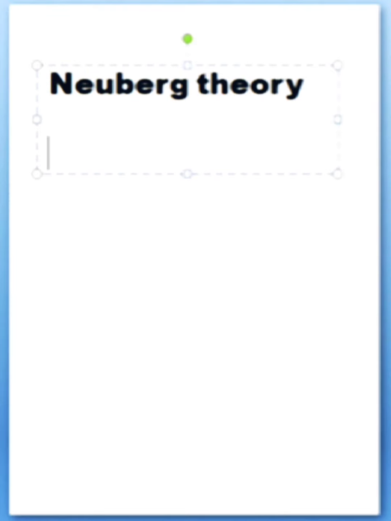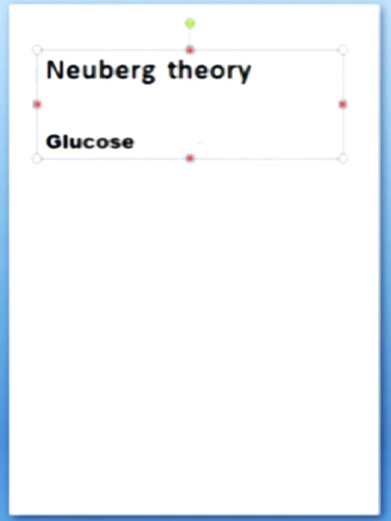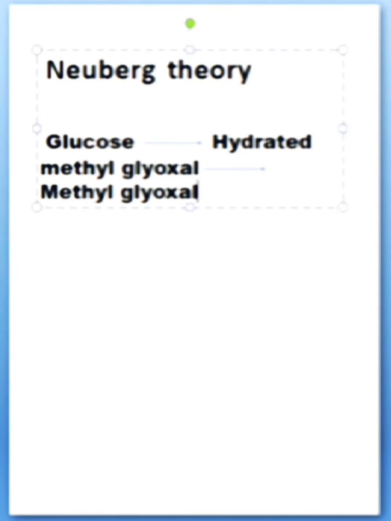Neuberg theory states that glucose is converted into ethanol in 6 steps. First of all, glucose is converted into hydrated methyl glyoxal, which gets converted into methyl glyoxal. The methyl glyoxal is converted into pyruvic acid. Pyruvic acid is converted into acetaldehyde, and that acetaldehyde gets transformed into ethanol, which is our final product.